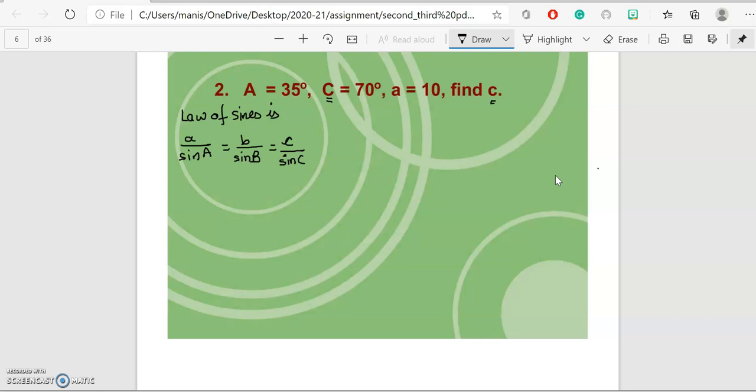Now I have been given uppercase A, so I will circle this ratio over here. Check, I have been given uppercase C, I will circle this ratio over here. I have been given lowercase a, so I have both the values, and I have to find lowercase c. So my ratio will be this, which I will be using for this question.